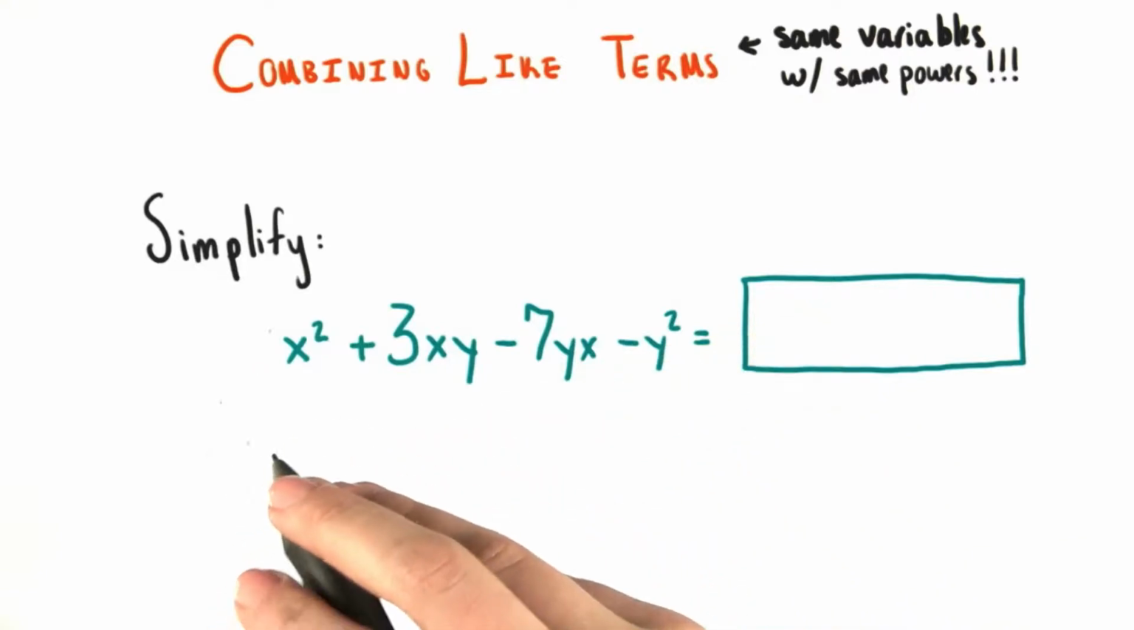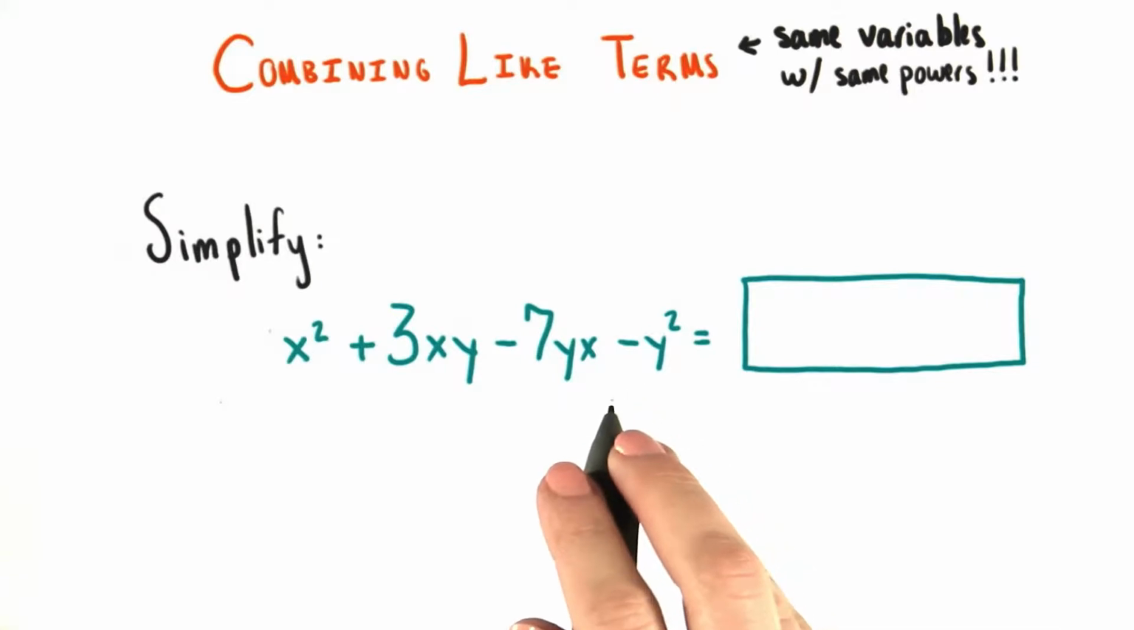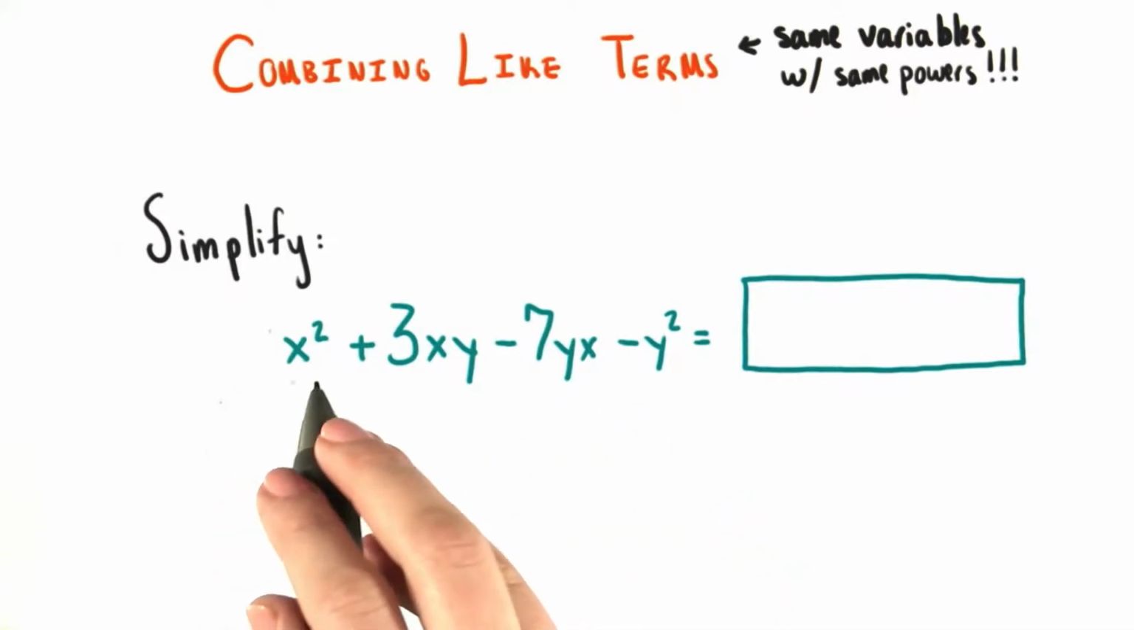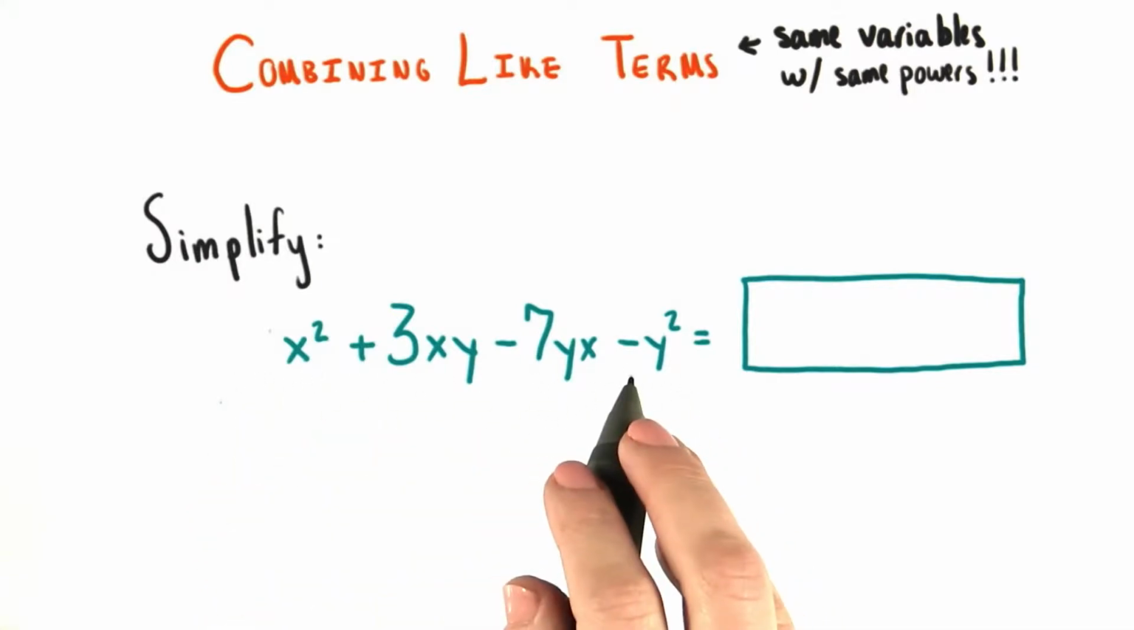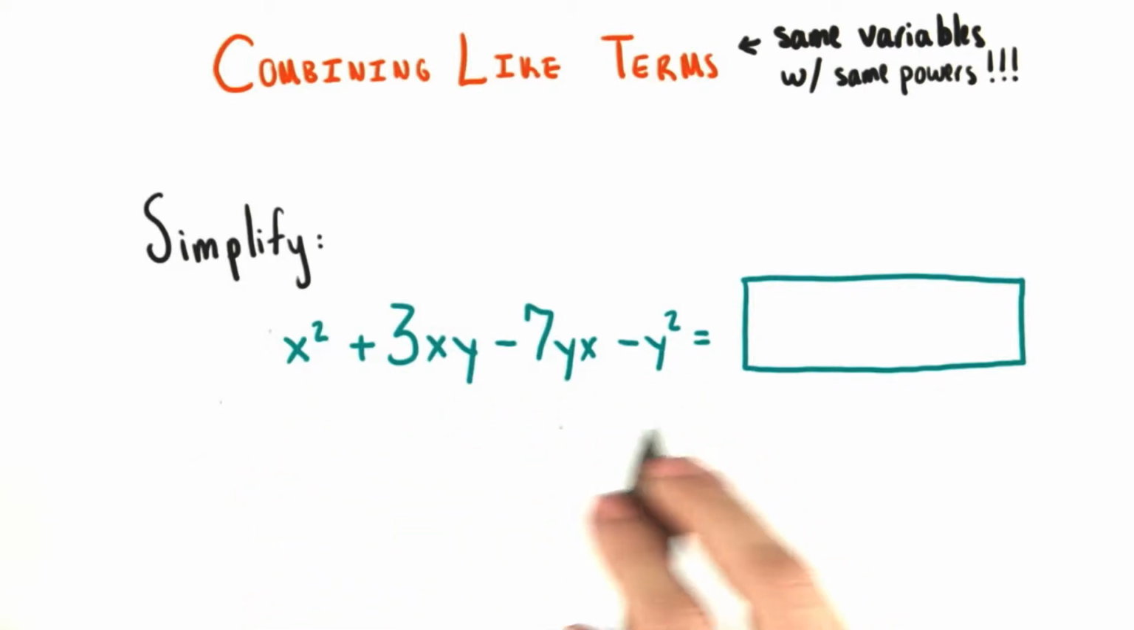So, like we've done a couple of times before, let's start off by going through the terms one by one to see if any of them are like terms. X squared right here is the only term with an x squared in it, and negative y squared over here is also the only term with a y squared in it.